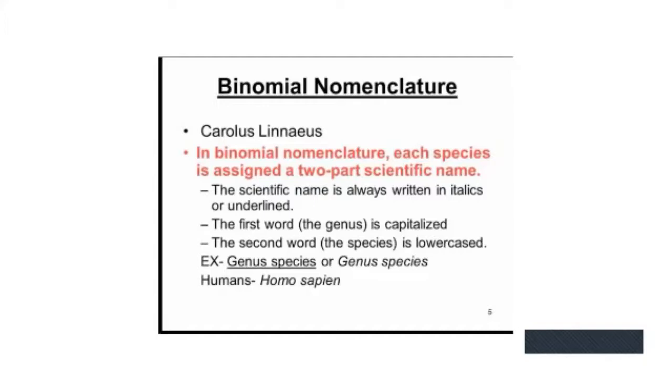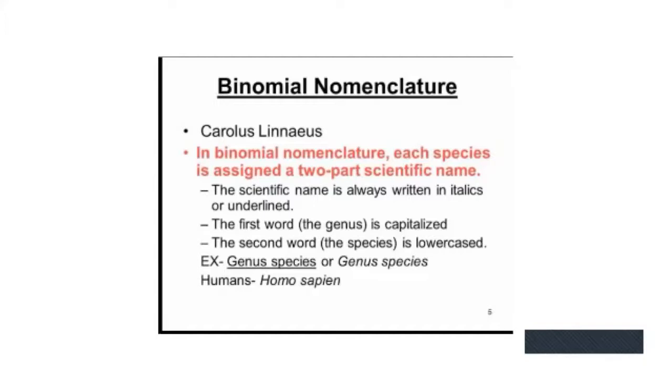Homo sapiens is the scientific name of humans. There you can see the genus name of human is Homo, so that H is a capital letter, and sapiens, the species name of the human, is written in small letters. That's about binomial nomenclature.